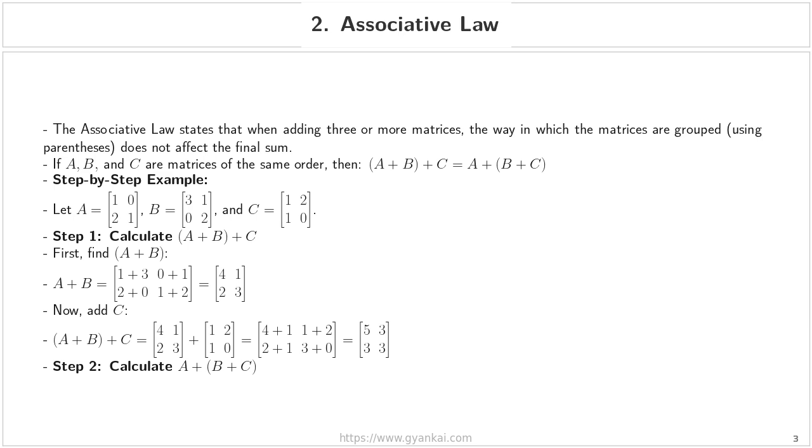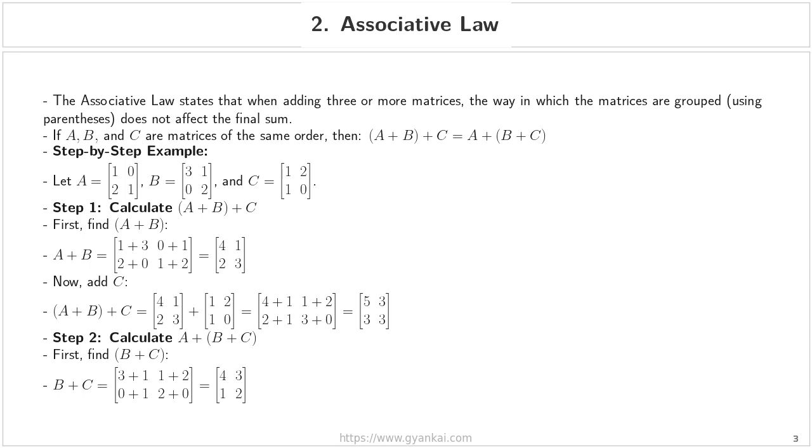Now, let us see if we get the same result by changing the grouping. We will calculate A added to the sum of B and C. First, we find the sum of B and C. Adding their corresponding elements gives us a matrix with 4 and 3 in the first row, and 1 and 2 in the second row.